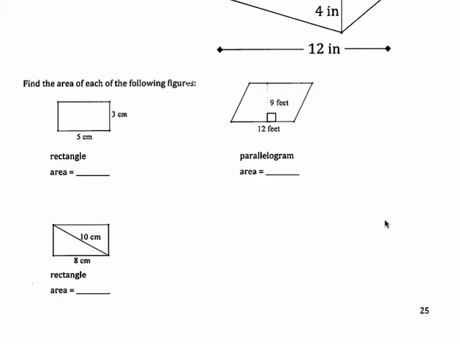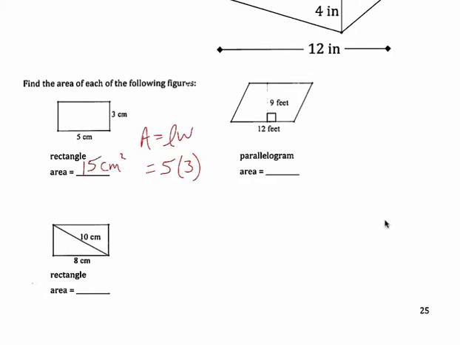So for example, the first one's a rectangle, and I know the area formula for a rectangle is length times width. So I can see that the length here is 5 and the width is 3. Many of you can probably do this in your head, but I'm showing you the process. Start with the formula, fill in the pieces that you have, and then it's a matter of just following that formula. So in this case, the area is going to be 15 centimeters squared.